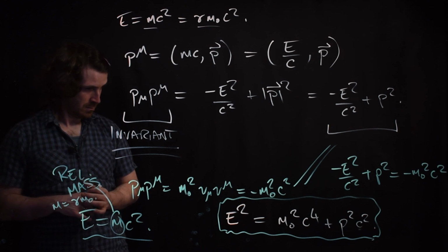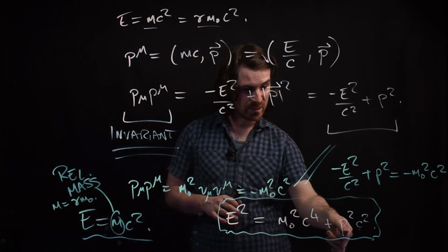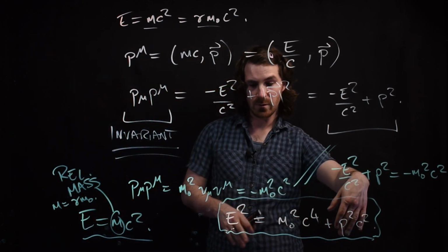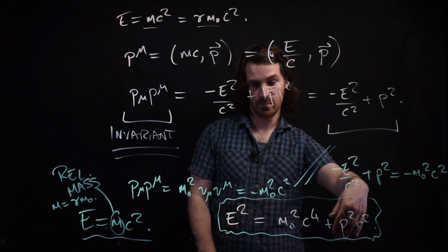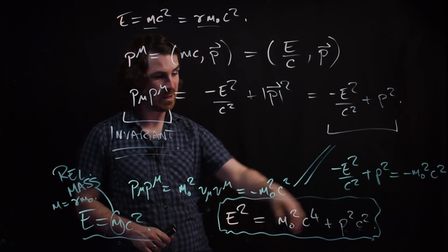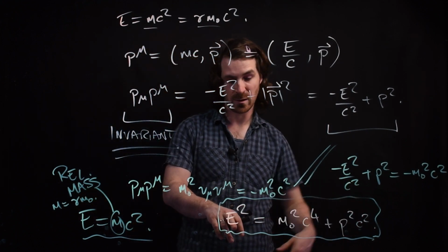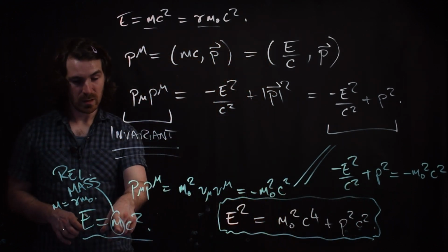Okay. So you can see that if you've got zero momentum, then E is just your rest mass times c squared. So as you gain momentum, you gain some energy, and your mass increases.